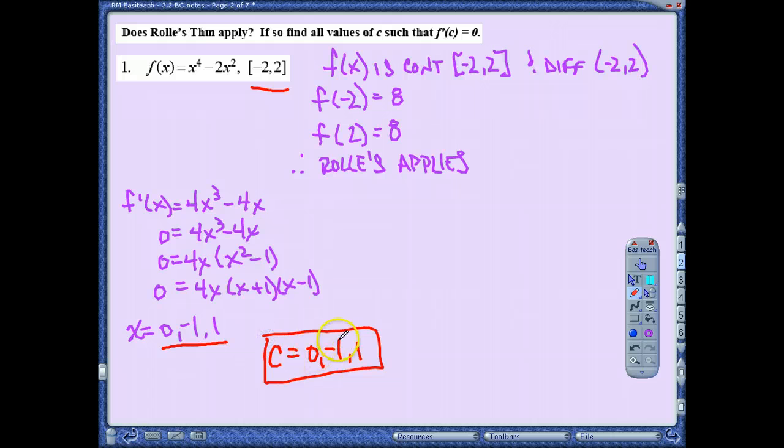Although I'm just boxing in the c values, those are the values where we have a 0 for our slope. All of this is part of the answer, because without knowing it's continuous on the closed interval, differentiable on the open, and your endpoints give the same y value, you don't know that these are actual high points or low points. Okay.